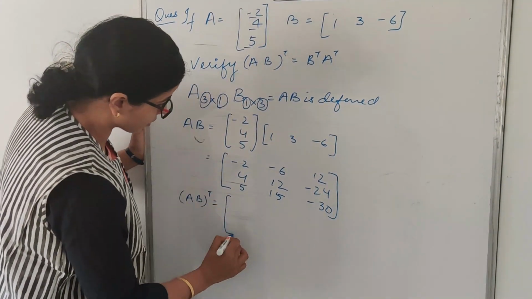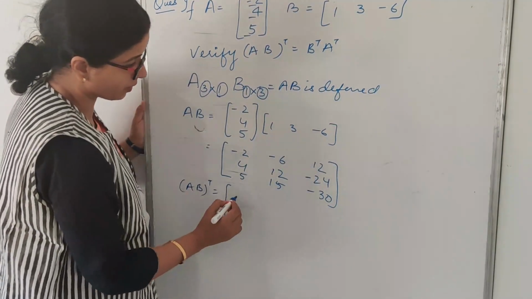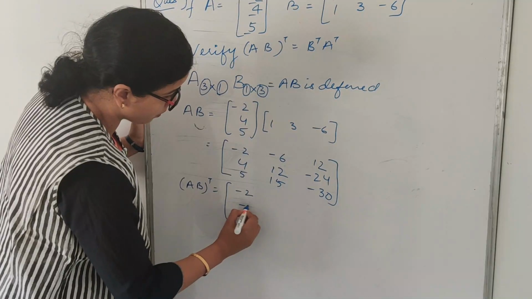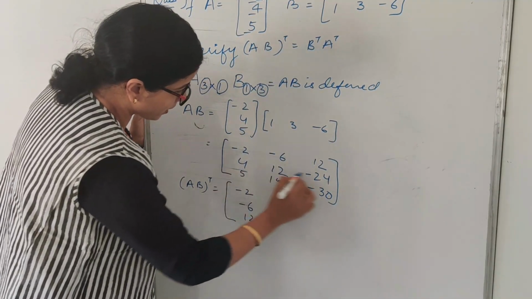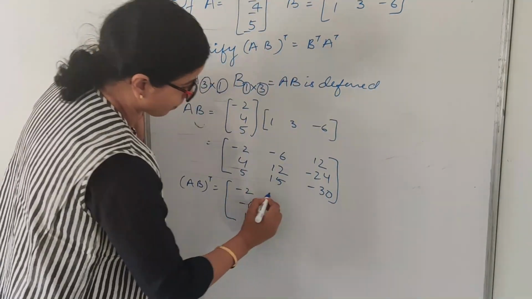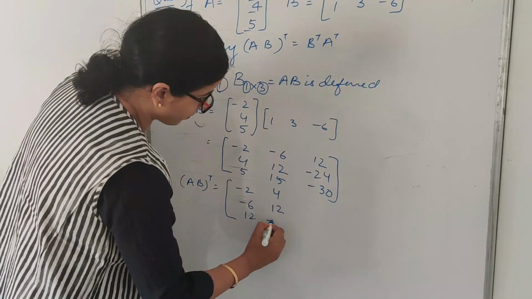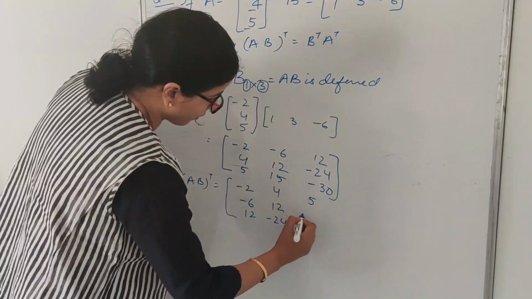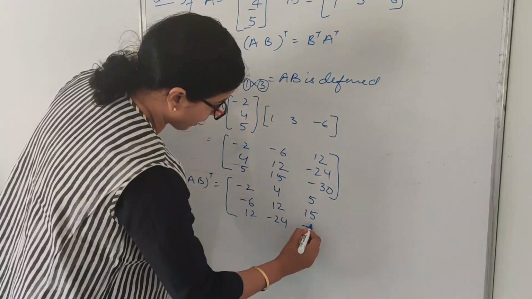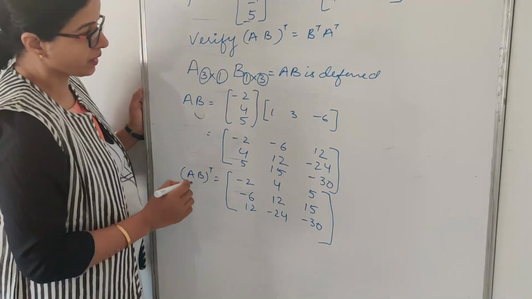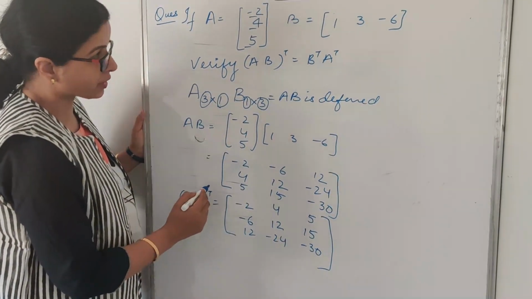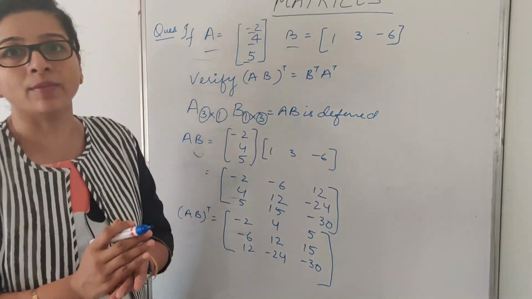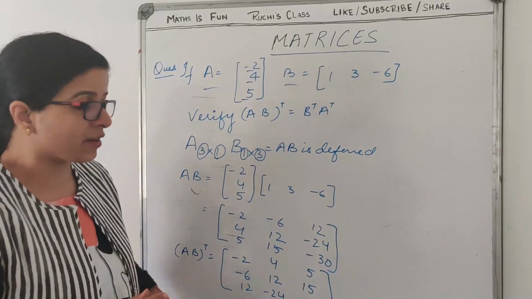So it means my rows will become columns and columns will become rows. So this is my first row, it will become my first column. So -2, -6, 12. This is my second row, it will become my second column: 4, 12, -24. Again this is a row, it will become a column: 5, 15, -30. So this is my required AB transpose. Now I will find B transpose and A transpose and will check whether I am getting the same, to verify.